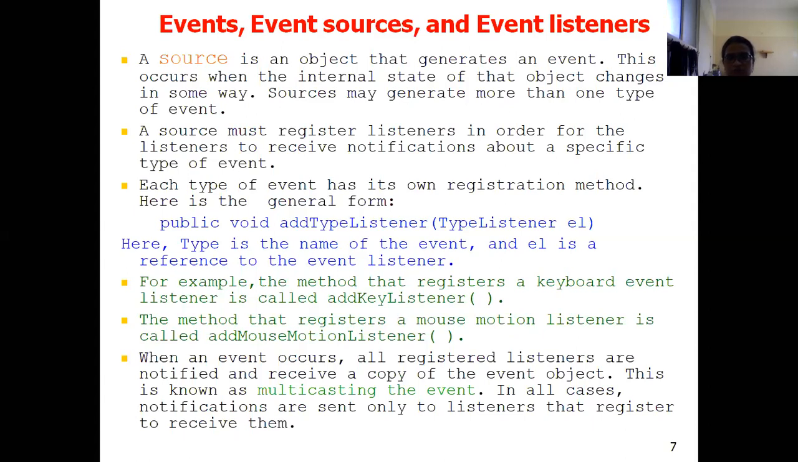So hope you understood this. A source is an object that generates an event. Sources may generate more than one type of event. So on and off are the two events. When those on and off events are generated, the internal state of that object gets changed. So for a switch, the external state also gets changed.